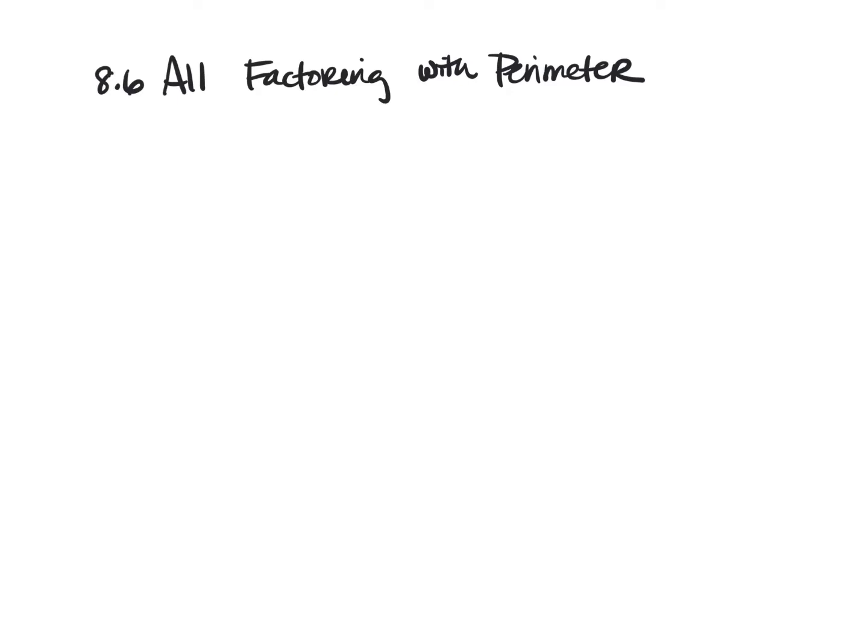All right, in this last lesson in Unit 8, we're going to just revisit again all the factoring types we've done, and we're going to include some perimeter questions. That'll come in a little bit. But let's just review a couple factoring types that we've talked about. So let's look at number 1.